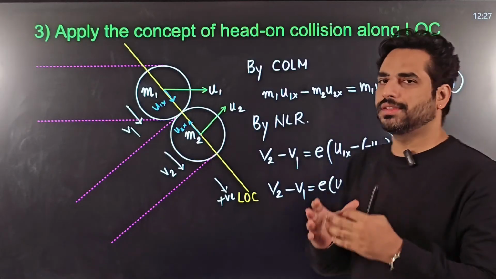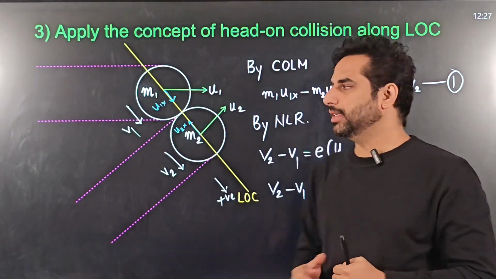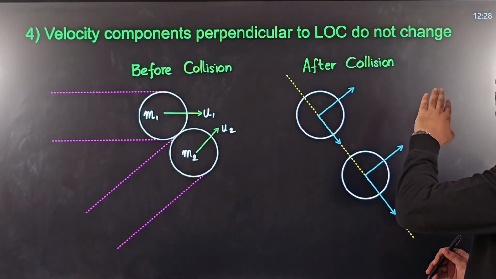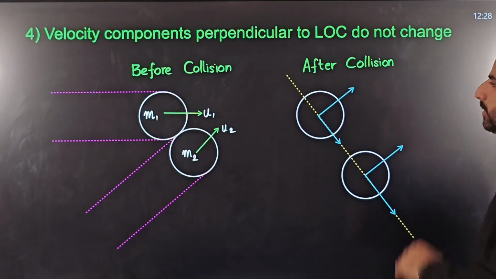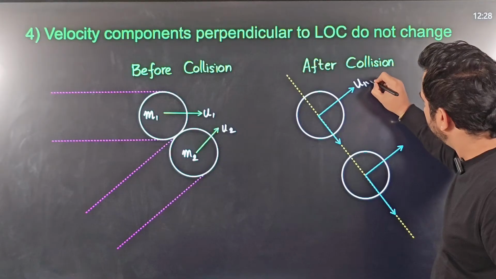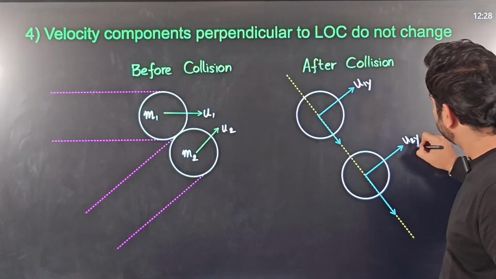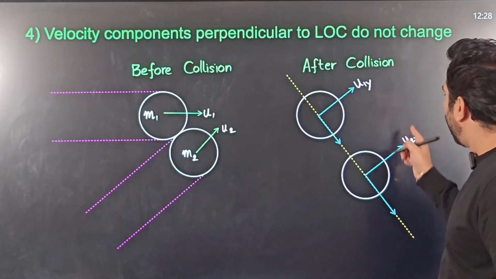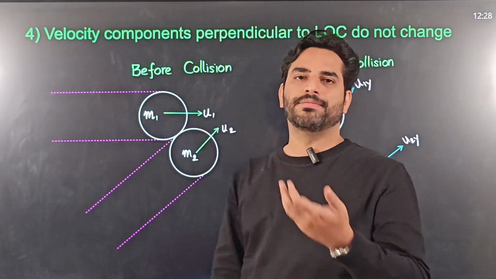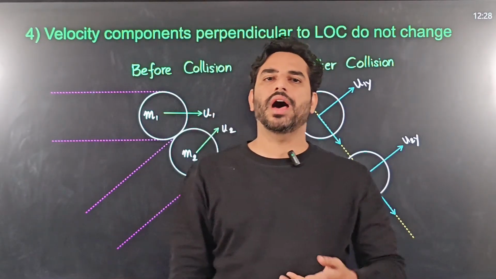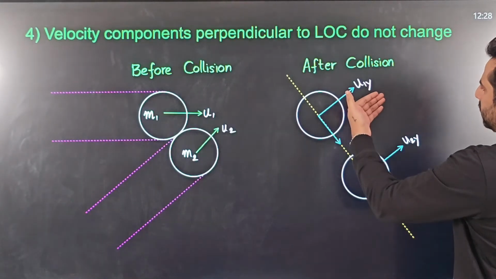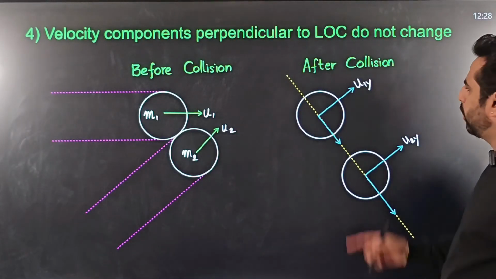There is one last important step, that is step 4. Velocity components perpendicular to line of impact or line of collision do not change. Before collision, this is the situation. After collision, there is U1y and U2y which we resolved in step 2. These are unaffected. Because the collisive force is along line of impact, only the components along the line of impact are affected. The components of velocities perpendicular to this line of impact or collision remain unchanged. So you should not forget that.